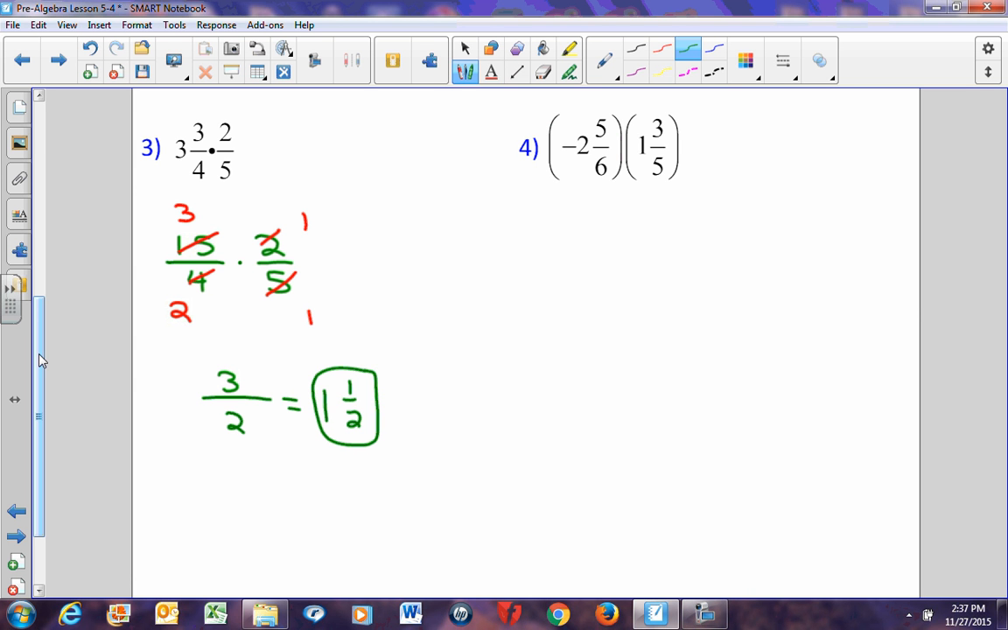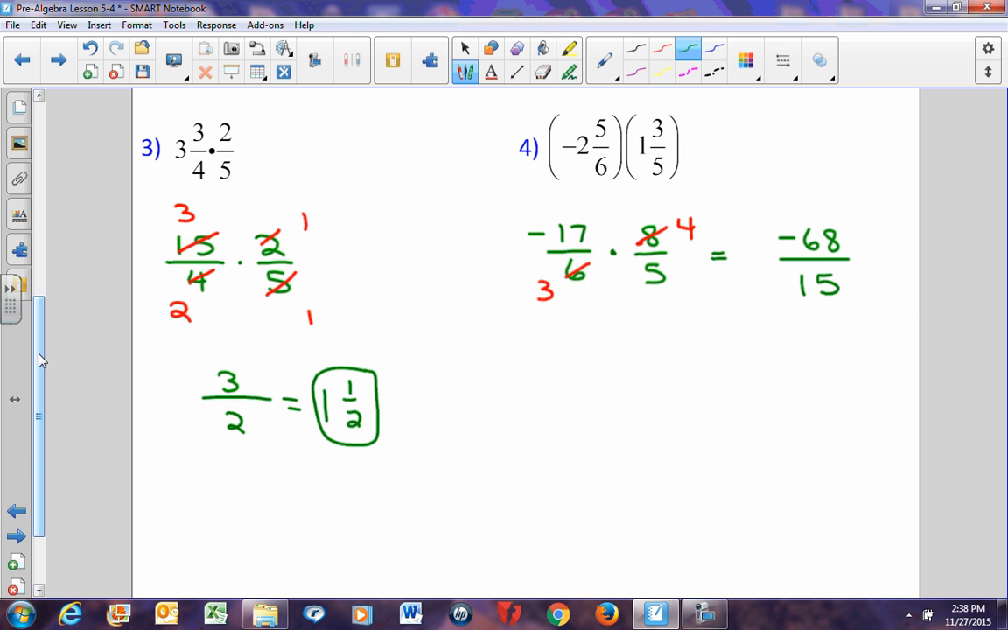Number 4, negative 2 and 5/6 times 1 and 3/5. Both of these happen to be mixed numbers, so I have to change them both into improper fractions first. 6 times 2 is 12, 12 plus 5 is 17, so this becomes negative 17/6, and we're going to multiply this by 5 times 1 is 5, plus 3 is 8, 8/5. I can look at this and say, 2 goes into 6 3 times, 2 goes into 8 4 times. Those are the only things that it seems like I can cross cancel. So now I will just multiply straight across the top and straight across the bottom. Negative 17 times 4 is negative 68, over 5 times 3, which is 15.